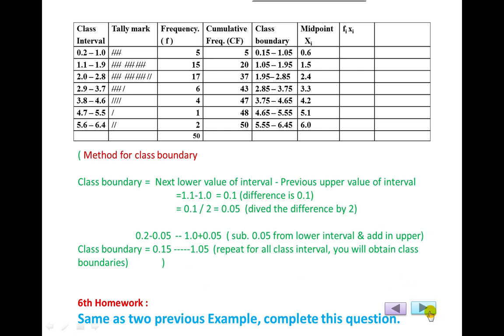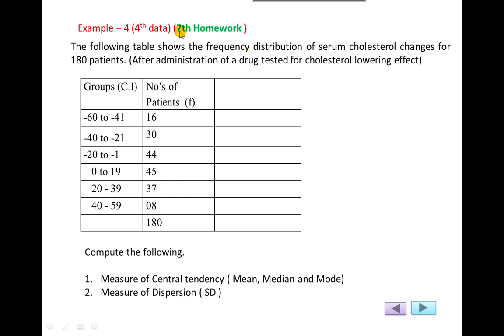Okay. Now next data, fourth example. In this class interval, the number of observations and frequencies are given. The following table shows the frequency distribution of serum cholesterol changes for 180 patients after administration of a drug tested for cholesterol lowering effect. Group and class interval are given, frequencies are given. Construct the other columns, cumulative frequencies and class boundaries. And what is the procedure of the class boundary? This is also an important thing.